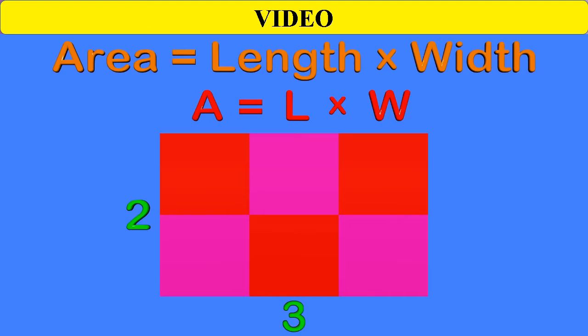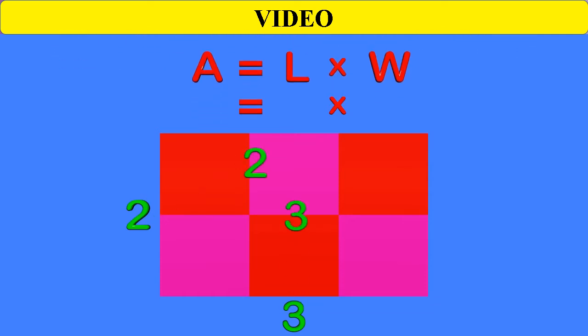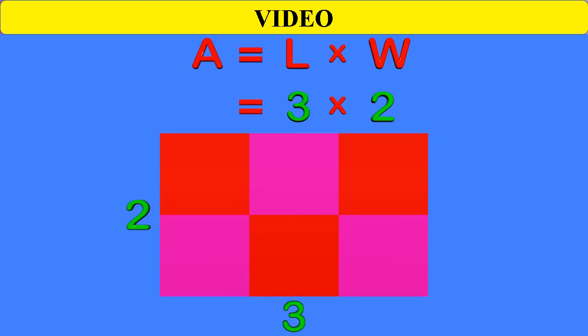We just found the area of this rectangle by counting the square units. We got 6 square units. What if we plug the numbers into this formula? The area of the rectangle is equal to 3 multiplied by 2. What is 3 times 2? 6. Amazing! We just found the area of the rectangle without even counting the square units.